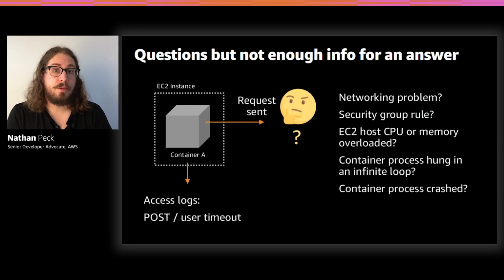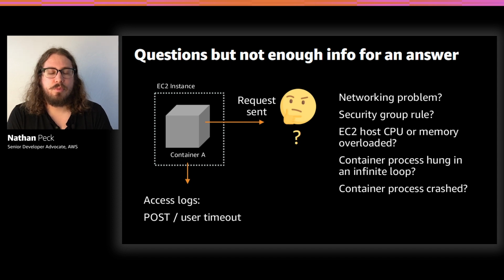There could be a networking problem. It could be a security group that needs to be configured properly to allow port access between container A and container B. It could be that the EC2 host that was running container B had CPU or memory just overloaded and wasn't able to get the job done. It could be that the container process was stuck in an infinite loop and just unable to answer the request. Or it could be that the container process had crashed and was no longer even existing to answer the request.